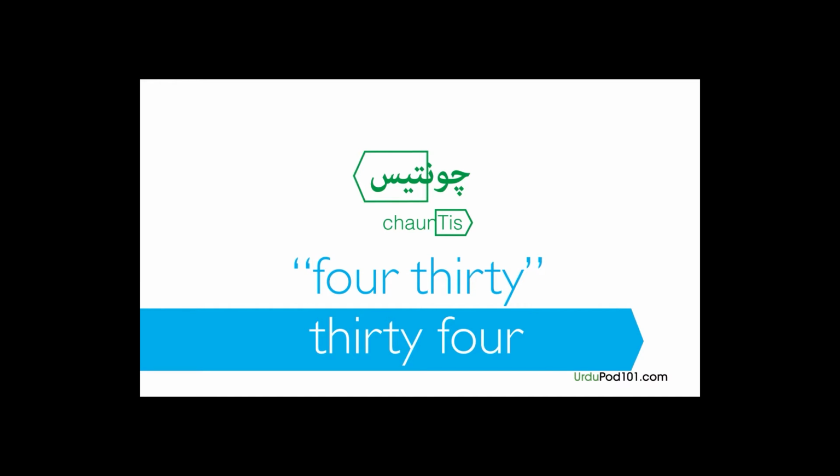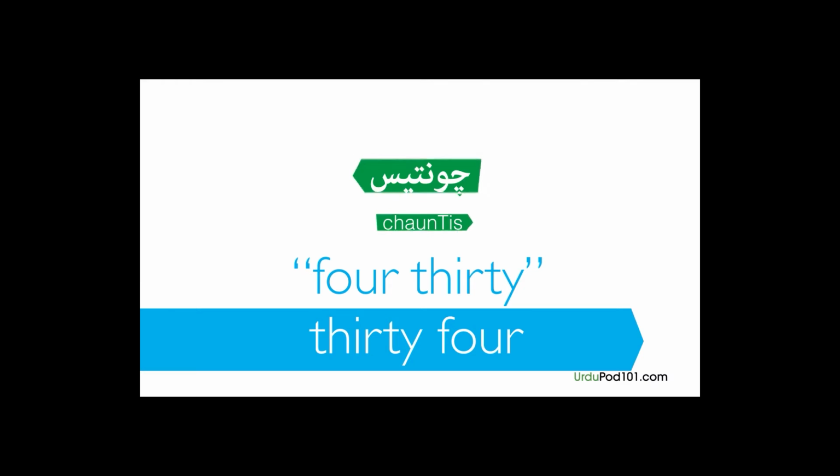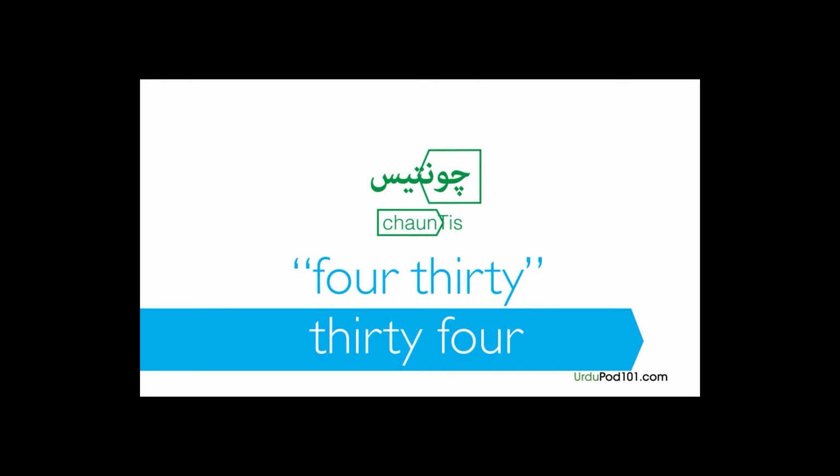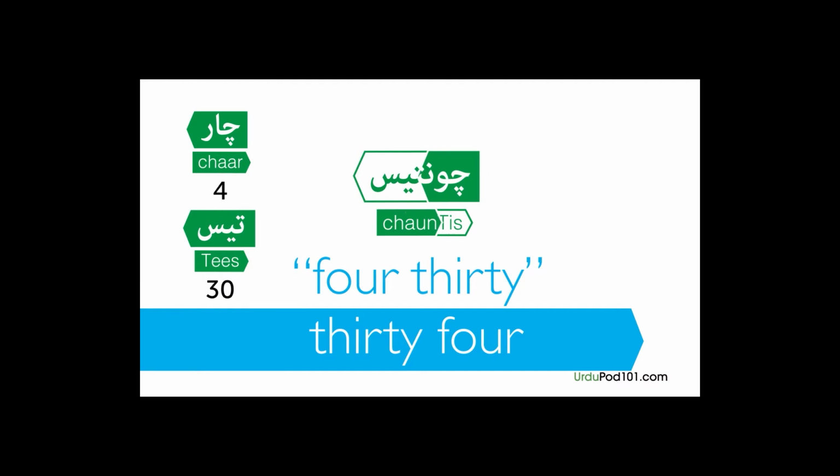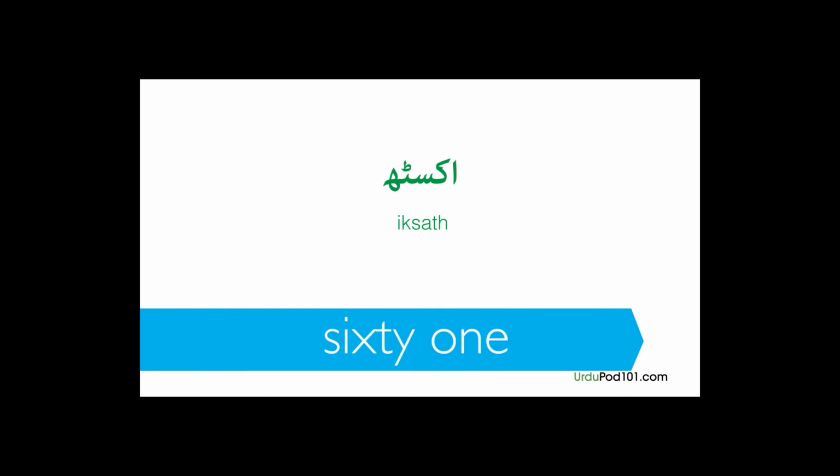How would you say 34 in Urdu? You first say a variation of 4 followed by a variation of 30. So 34 is literally read as 4 30, which is chontis. Here, chon is a variation of the number 4 or char, and tis is a variation of 30. Chon tis. 61 is iksath, which is literally read as 1 60.